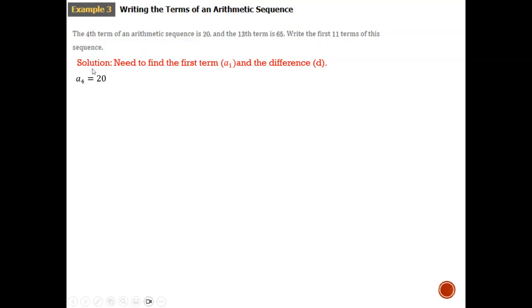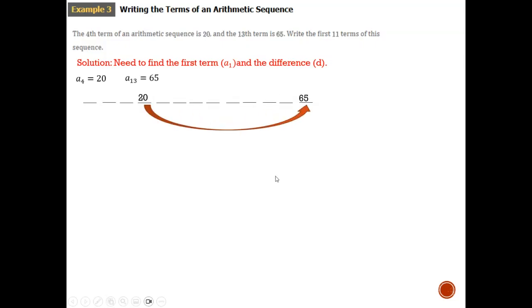Now, here's where we write what we have. The fourth term, our a sub 4, is 20. The 13th term, or a sub 13, is 65. So if I write out slots for all the terms in my sequence, well, at least up to 13, right? Let me plug in the ones that I know. So the fourth term right here, if you count 4 spaces, that's 20. The 13th term over here is 65. So we know it's arithmetic. There should be a common difference. So it would be the same number that we add right here each time to get up to the 65.